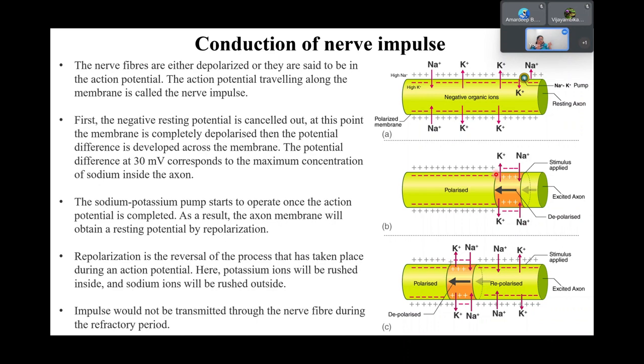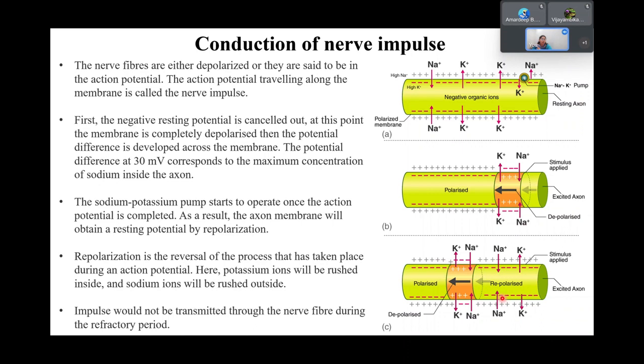So in repolarization, the potassium ions will be rushed inside and sodium will be pushed outside, exactly what was done in the resting potential. And here the pulse will stop. The impulse will not be transmitted through the nerve fiber during the refractory period. So a nerve stops responding or stops propagating impulse when it is completely repolarized.